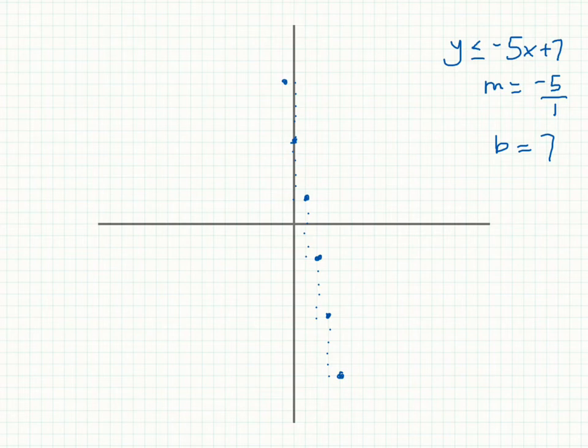Okay, so here are all of my points. Now let's look over here at the inequality. It is less than or equal to. So it is an inclusive line, which means I am going to do a solid line this time rather than a dashed line.